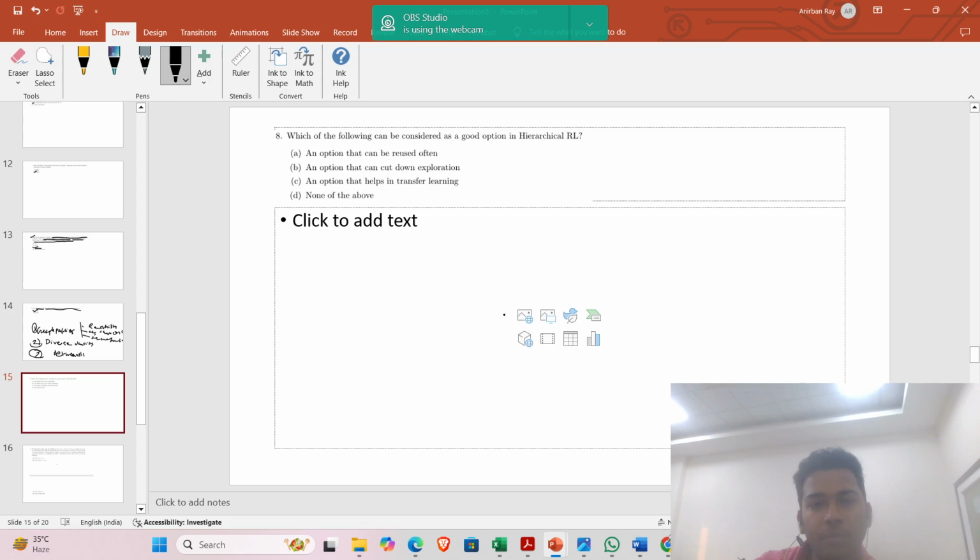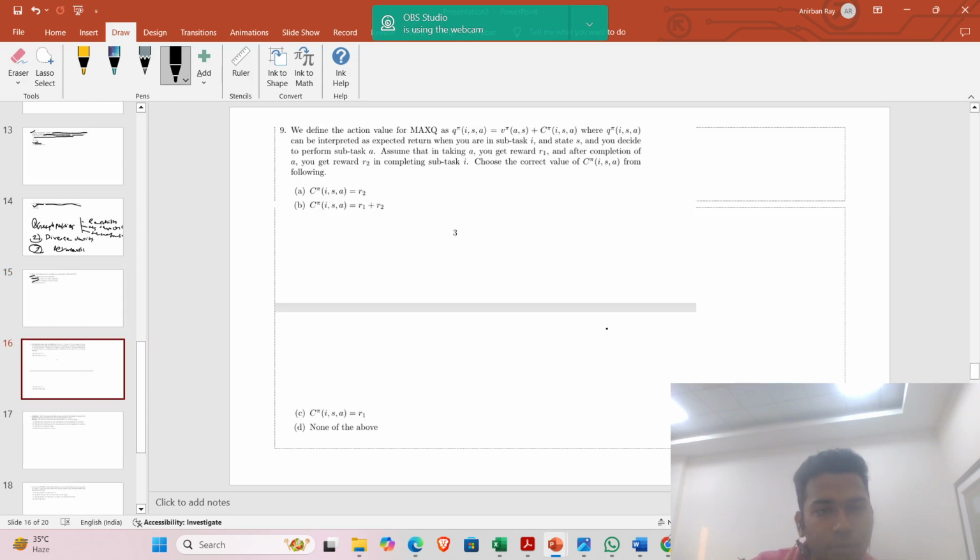So which of these are good options in hierarchical RL? These are all the three we have seen before: A, B, C. So this one is done. Next, question number 9.